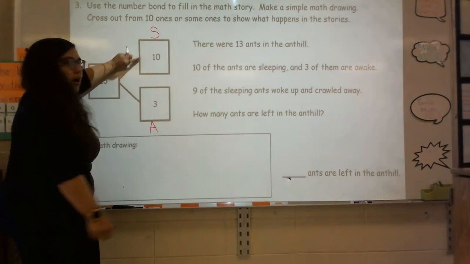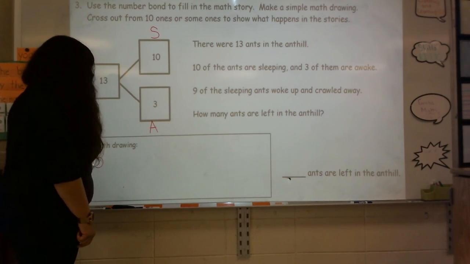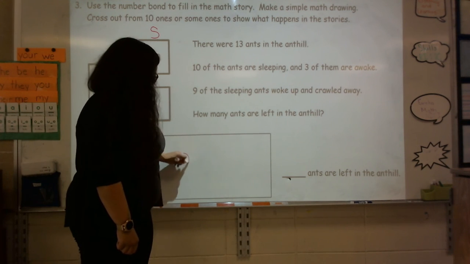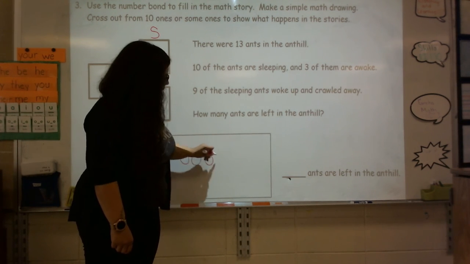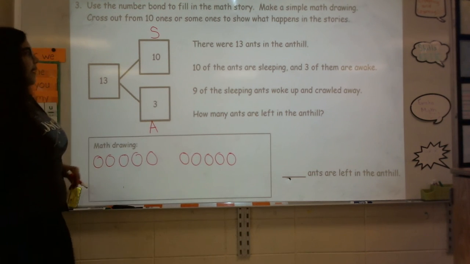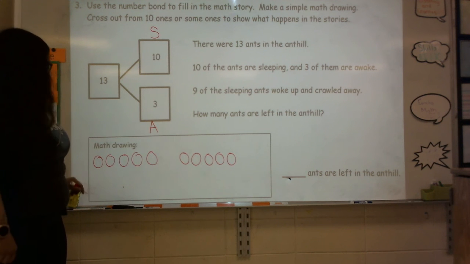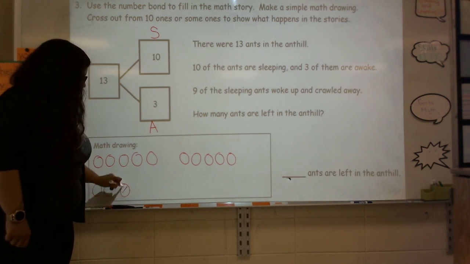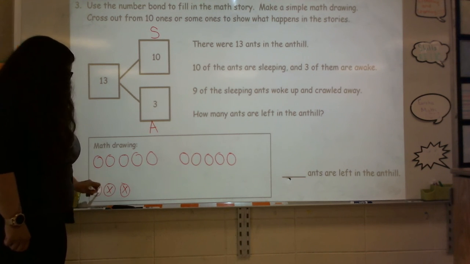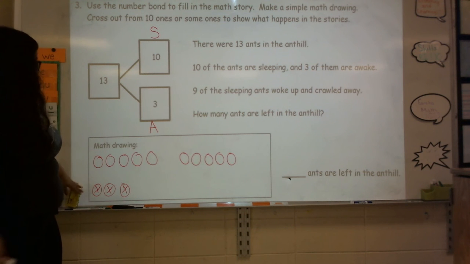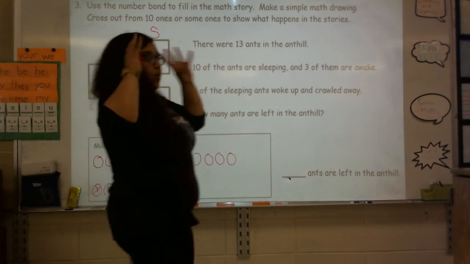So what is my first part? 10. Good. 1, 2, 3, 4, 5, 6, 7, 8, 9, 10. Okay. And how many ants were already awake? 1, 2, 3. Put little markies in those. Since my parts are being drawn closer together, I wanted to create a little bit more visual distinction, so I put X's in those circles. Those are the awake ants.